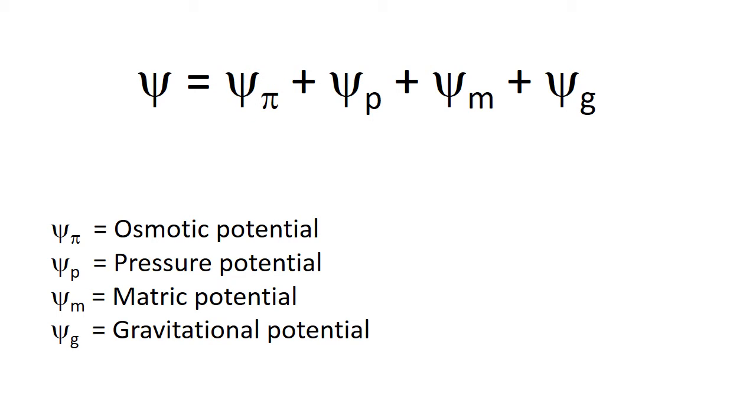Osmotic potential is the potential that's derived from the dissolution of solutes into water. It causes movement of water across, for example, semi-permeable membranes into cells. And so osmotic potential is one of the main driving forces of water movement in between cells within a plant. Osmotic potential is either zero in pure water or increasingly negative as more and more solutes get dissolved into the water.